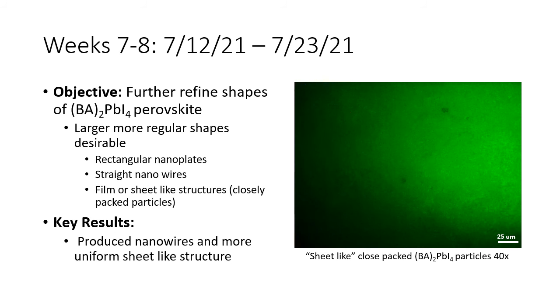Since we had proven that we could grow a heterostructure, in weeks 7 and 8 we instead set out to further refine the shape of our butyl ammonium lead iodide perovskite. What we're looking for is larger, more regular shapes, so rectangular nanoplates, straight nanowires, or film or sheet-like structures. We did produce some nanowires, unfortunately not as straight as we'd like. We also produced a uniform sheet-like structure, which I say sheet-like because, again, these are just a lot of really closely packed particles. You can see it here pictured on the right.